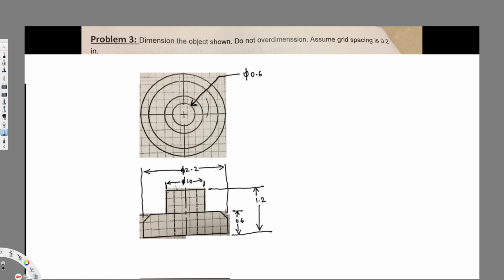So we have measured this distance and the height. That's it. We shouldn't do anything for the inclined part. Some students measure this inclined part, it's wrong. If you do it, it's wrong.